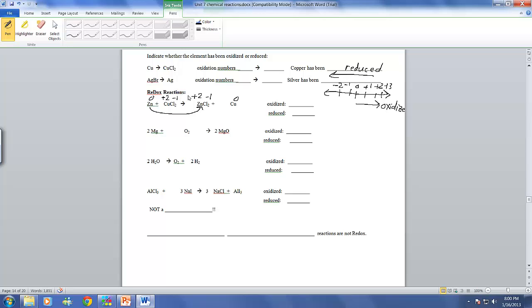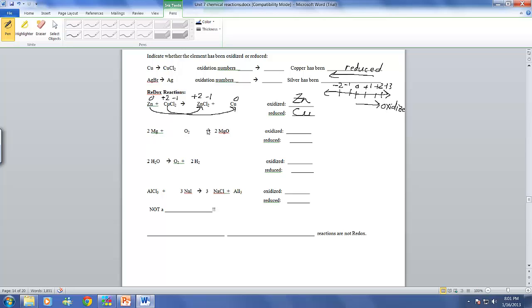So zinc went from a 0 to a +2. We say zinc has been oxidized. What else changed? Copper went from a +2 to a 0. That number was reduced. If the oxidation number is reduced, we can say that the element was reduced. So copper was reduced and zinc was oxidized. One thing about a redox reaction, you can never have just half of that happen. If something is oxidized, something else has to be reduced. It's a transfer, a movement of electrons. So this is a single replacement. So single replacements are redox.